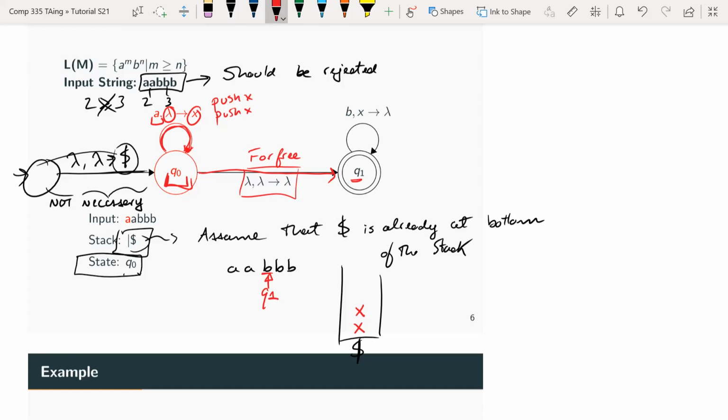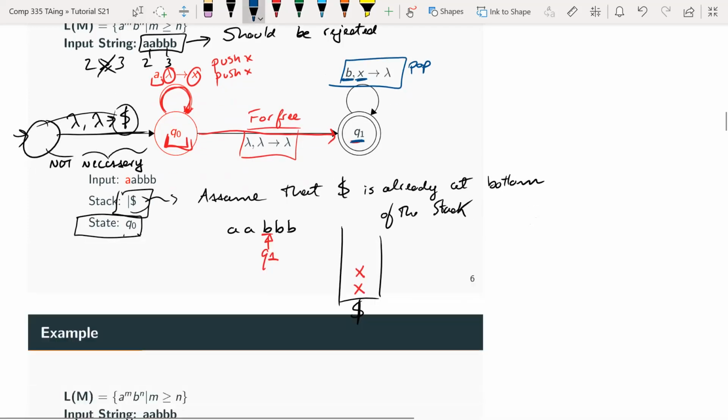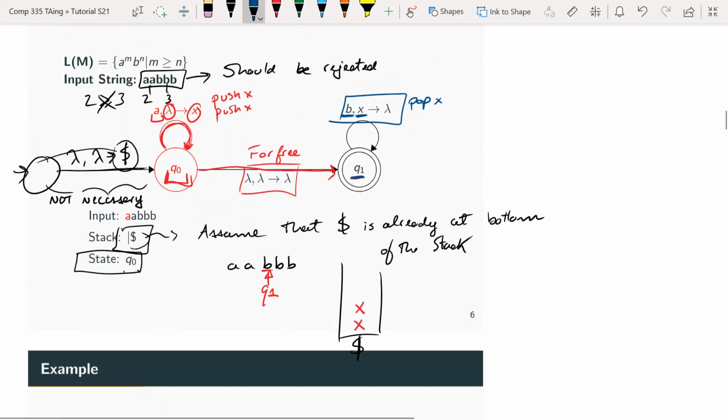Okay, but good question. So for free, you're going to Q1, right? And now you're going to start reading your B's, right? So I'm going to use this transition. So what does this transition do? If you look at it carefully, it just says that if you're reading a B and there's an X at the top of your stack, you need to pop X, right? That's what it's saying, okay?